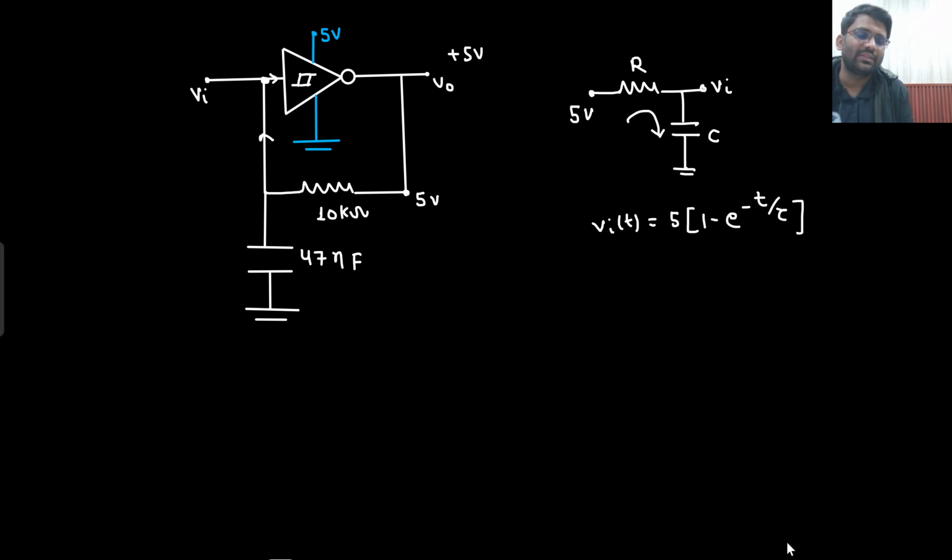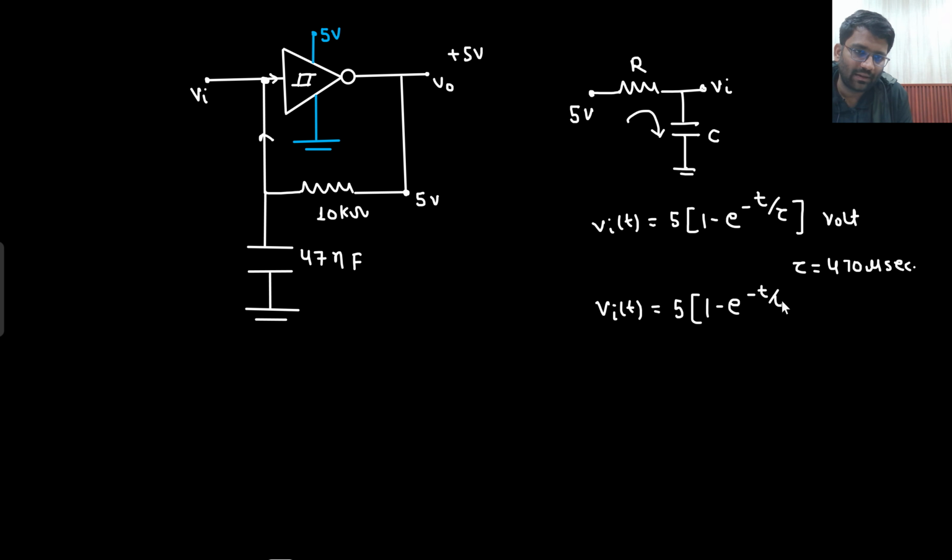I think this much is clear to you. How to write down the charging capacitor equation: 5 into 1 minus e to the power minus t by tau volt. What is the value of tau here? RC value is 470 microsecond. So your V in T is nothing but 5 into 1 minus e to the power minus t by 470 micro.